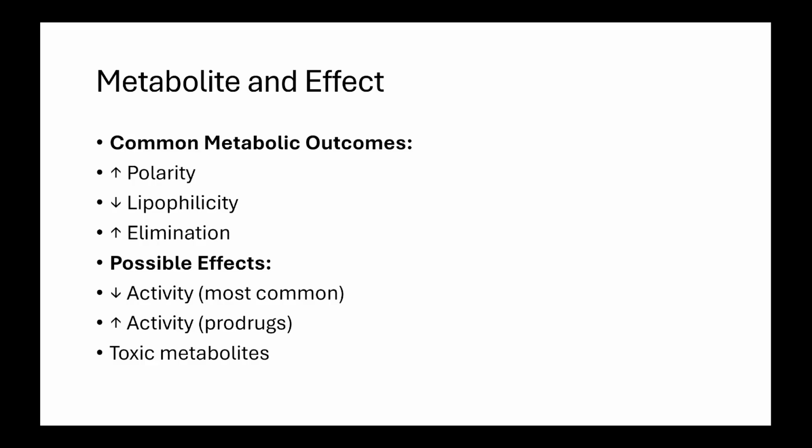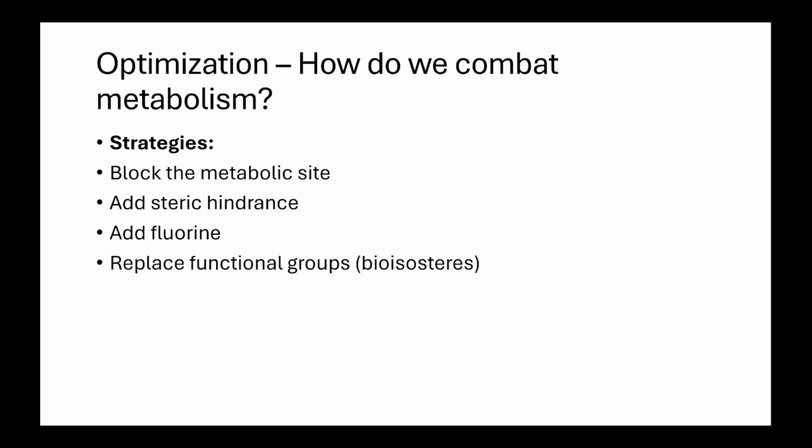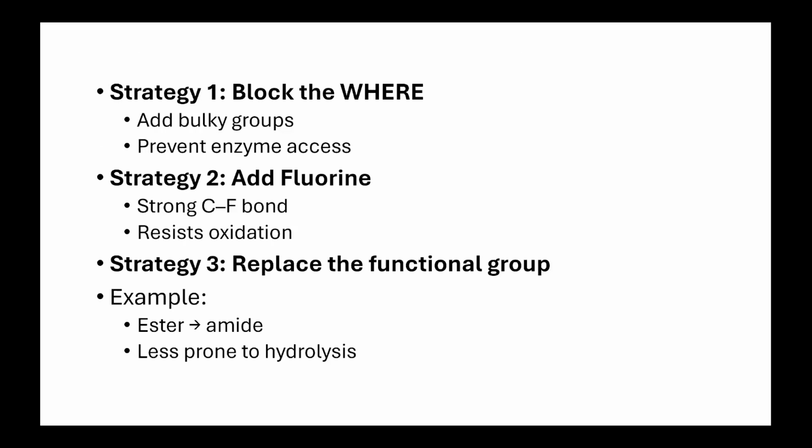Okay, so what happens to the metabolite and the effect? The common metabolic outcomes are increased polarity, decreased lipophilicity, and increased elimination. For possible effects, you have increased activity for prodrugs, and probably toxic metabolites. So for optimization, how do we combat metabolism? Some strategies: we could block the metabolic site, add hindrance, add fluorine, or replace functional groups. For blocking the site, you could substitute or add bulky groups to prevent the enzyme from reaching it.